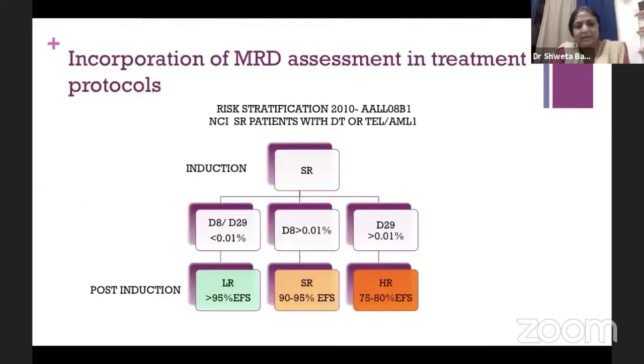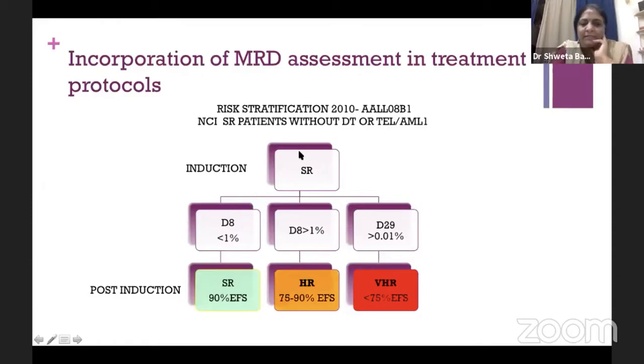Then in the COG group, they had 4 risk categories initially. Then on the basis of MRD, they divided these patients into low risk, standard risk, and high risk. So standard risk as per the NCI risk criteria, with double trisomies or TEL-AML1, if they were MRD negative, were considered low risk. If they had day 8 MRD positive, they were considered standard risk. And if they had day 29 MRD positive, they were considered high risk patients and were treated on high risk protocols.